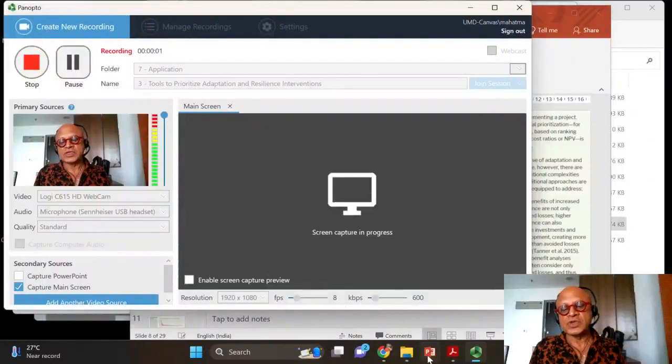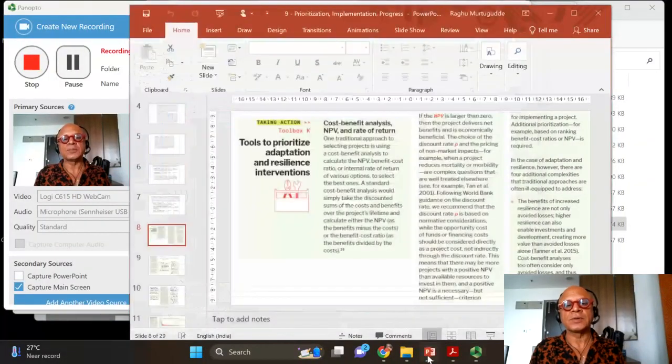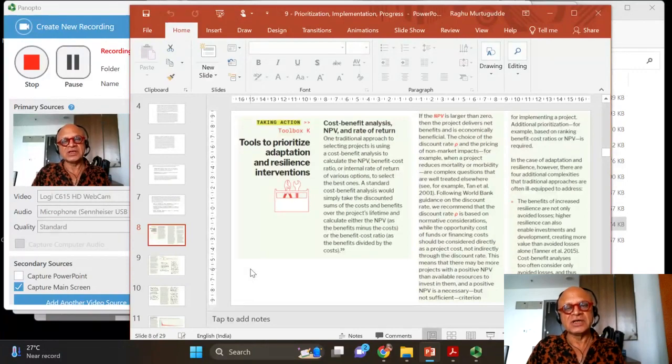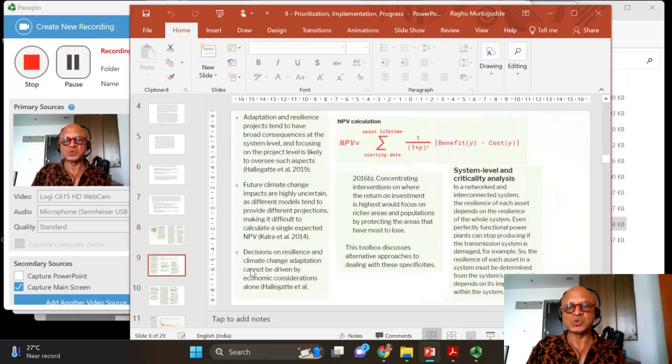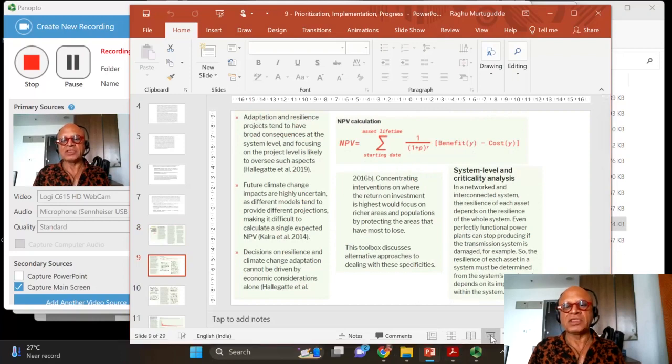So let's continue with the tools to prioritize adaptation and resilience interventions. These are interventions in many ways. Intervention is meant to be a good thing to increase your resilience, but it also means a disruption to business as usual that you may be happy with.